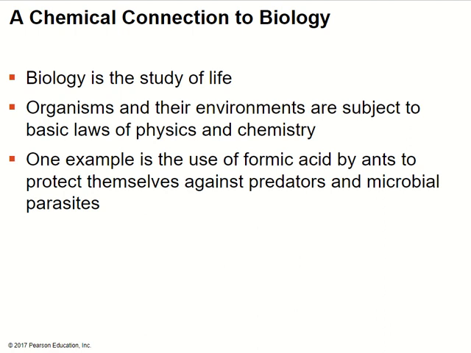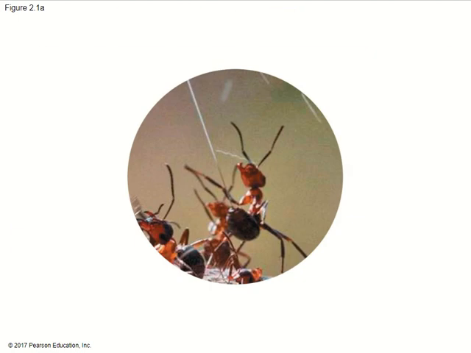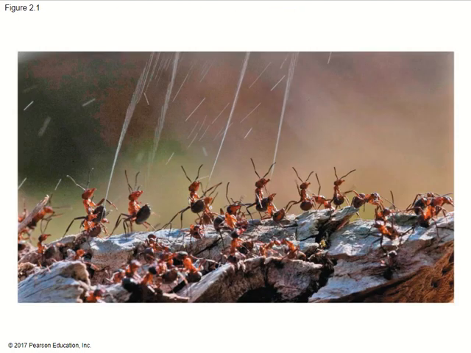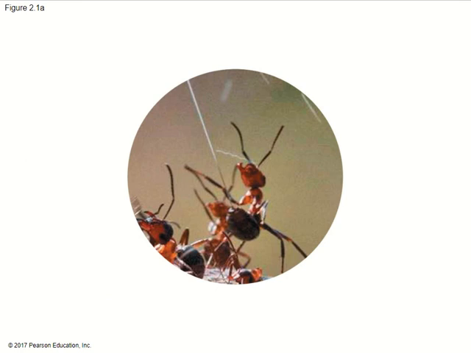The chemical connection to biology. Biology is the study of life. Organisms and their environments are subject to basic laws of physics and chemistry. One example is the use of formic acid by ants to protect themselves against predators and microbial parasites, such as how they spray them or coat themselves.